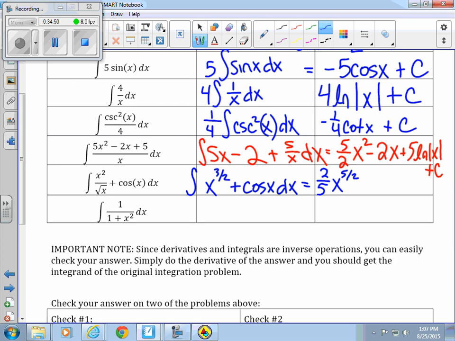Antiderivative of cosine? Sine. That one's a tough one. It's really hard to retrain your brain on that. The negatives go backwards, right? The antiderivative of cosine is just sine. The antiderivative of sine is negative cosine. What about the next one?